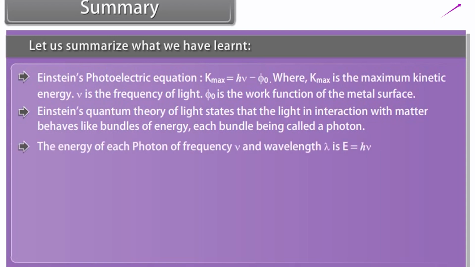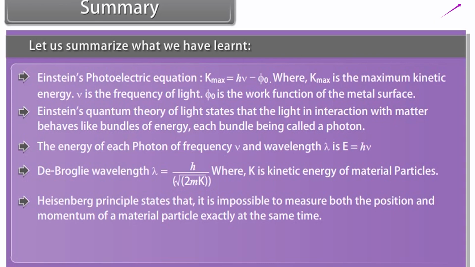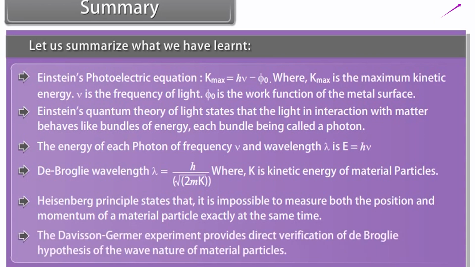De Broglie wavelength lambda is equal to h by square root of 2 mK, where K is the kinetic energy of material particles. The Heisenberg principle states that it is impossible to measure both the position and momentum of a material particle exactly at the same time. The Davisson-Germer experiment provides direct verification of the de Broglie hypothesis of the wave nature of material particles.